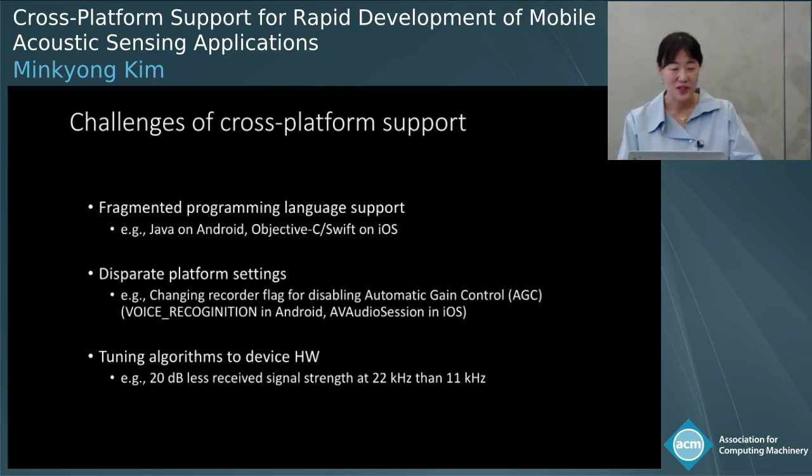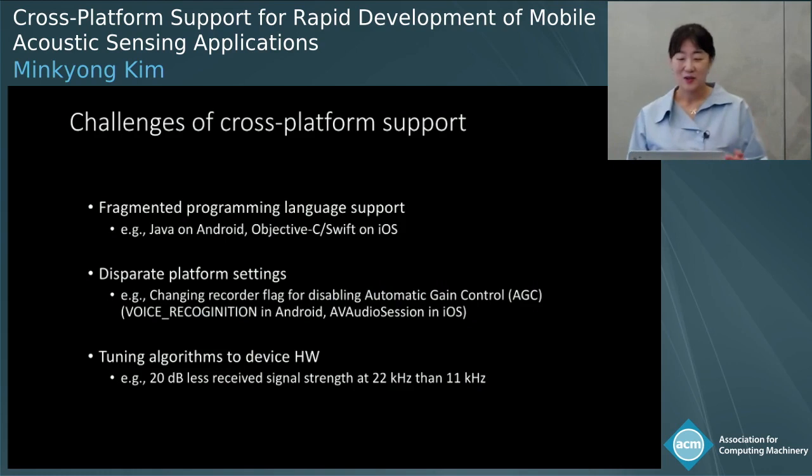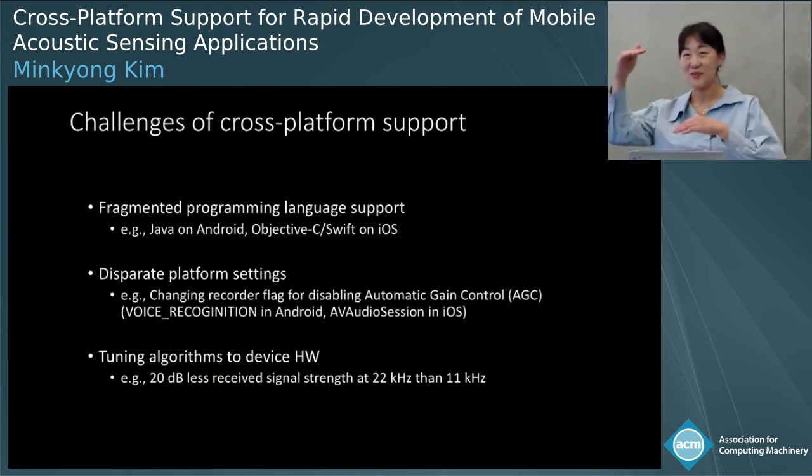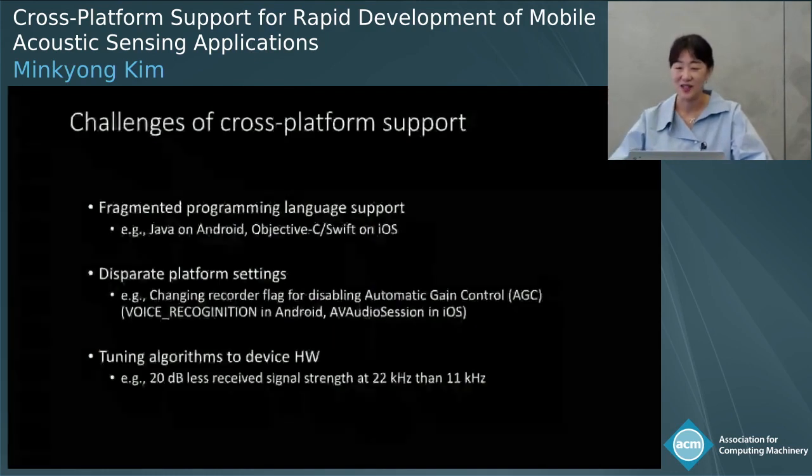And also the issue is that microphone and speakers are very hardware or OS dependent. What that means is that depending on the platform, even when they are doing similar things, they may use different flags or configurations, right? For example, let's consider automatic gain control, which is the thing that prevents the signals from being chopped off at the maximum part. So in the case of Android, if you turn on the voice recognition flag, it actually automatically turns off AGC.